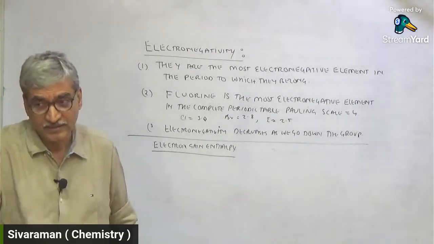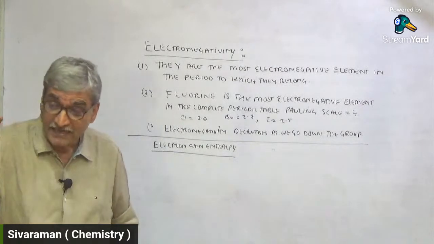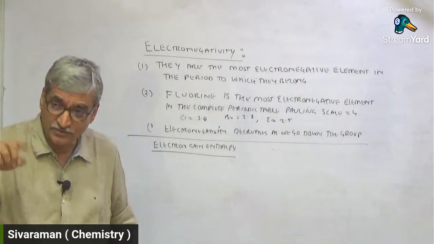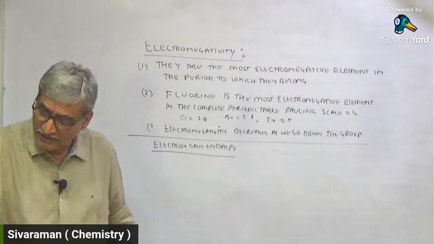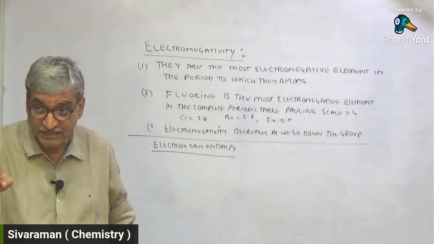Generally, I told you, except for inert gases and S to S minus 2 and O to O minus 2, electron gain enthalpy is generally negative, I am not saying absolutely.